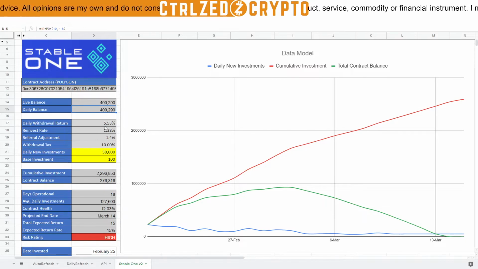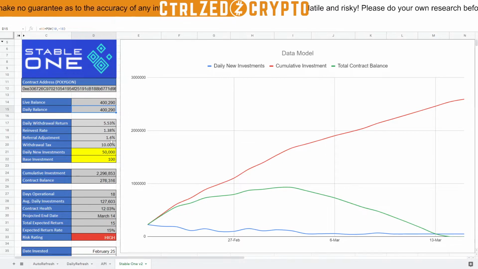So for Stable One itself, we've got a 5.53% daily return. That's what it's paying out consistently, and a 1.38% reinvestment rate. So the sum of these total is roughly 7%. There's a withdrawal fee taken out there, and that's the basis of the calculation.